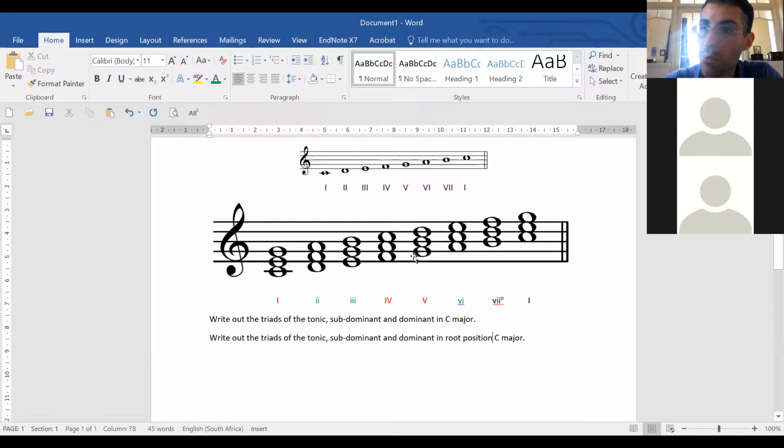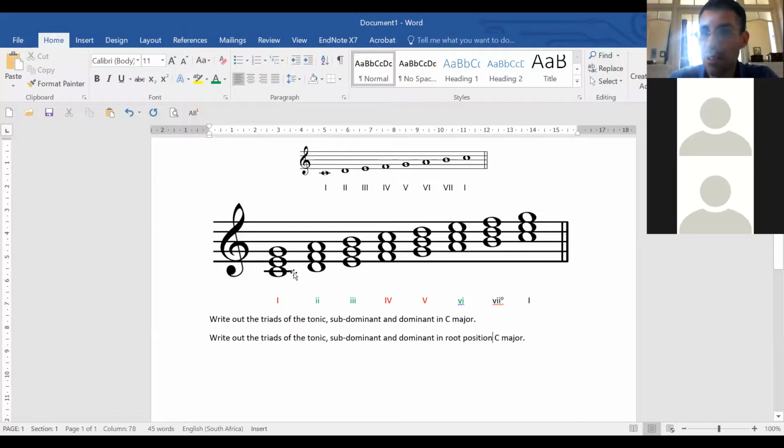In chord 5, what is the root? Which note is the root? This one that I'm pointing at. G. What's the third? This note over here. B. Yes. And what's the fifth? This note. D. All right. So let's go back to chord 1.